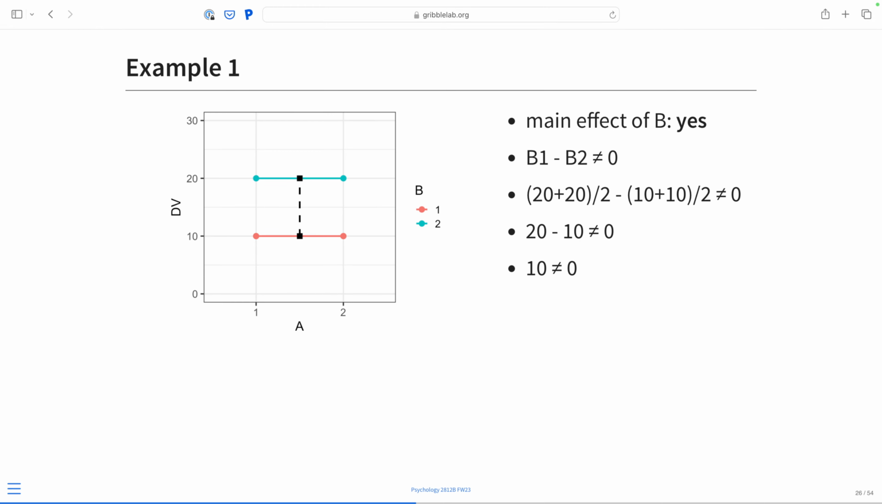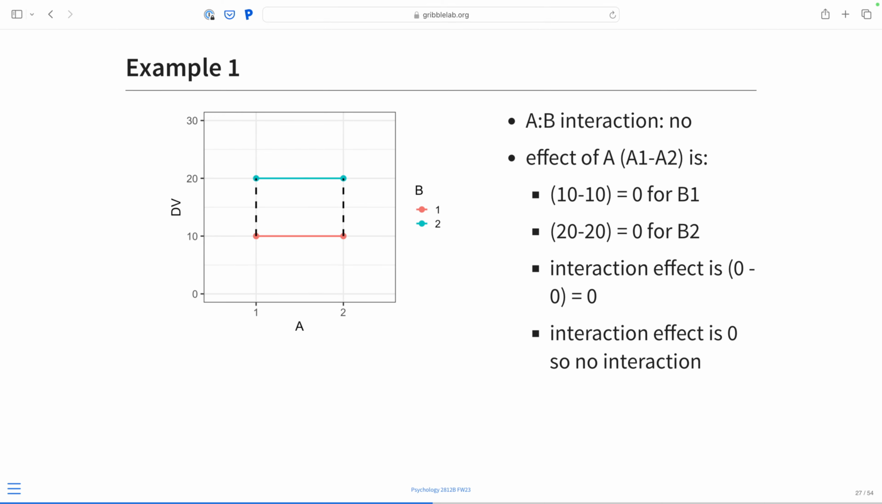Is there a main effect of B? Yes, probably there is, right? A main effect of B would be B1 in orange averaged across A1 and A2. So 10 and 10, the average is 10, versus B2 in cyan, averaging across levels of A. So 20 and 20, the average is still 20. So 20 minus 10, that's a big difference, right? So probably there is a main effect of B.